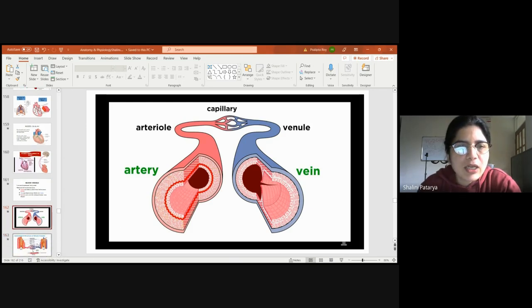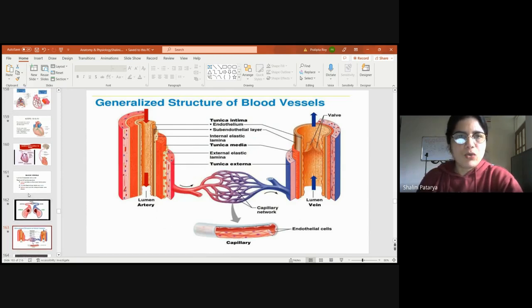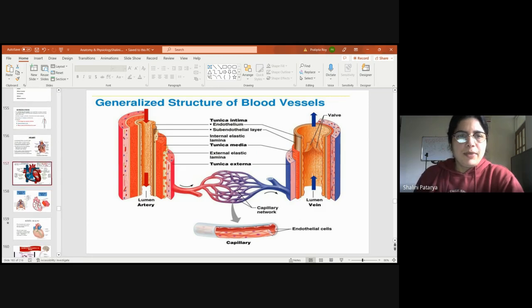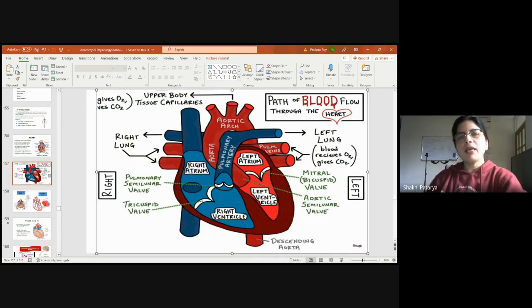Okay, now taking a new topic. This is all your structure of the blood. I will take this one later. Better I explain what I had explained to you previously. This one only I am explaining. Now from here you understand this thing.